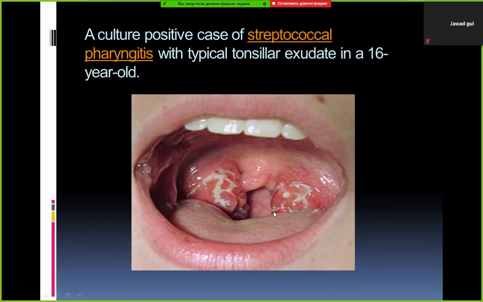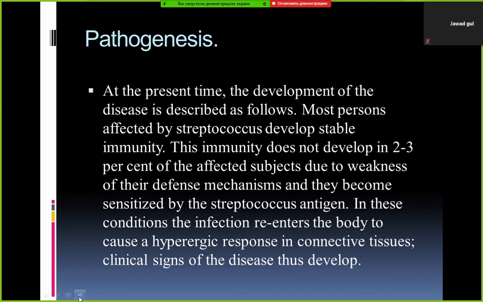This is an example of streptococcal pharyngitis in a 16-year-old patient caused by Streptococcus group A. So we continue about pathogenesis. At the present time, the development of the disease is described as follows.